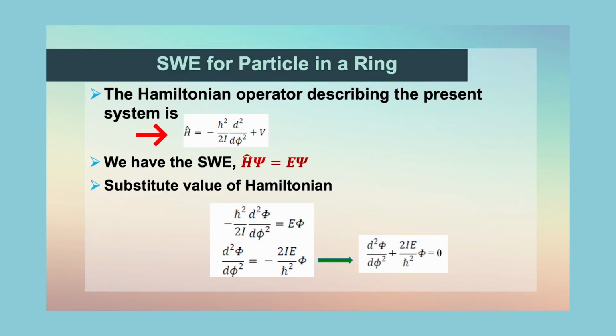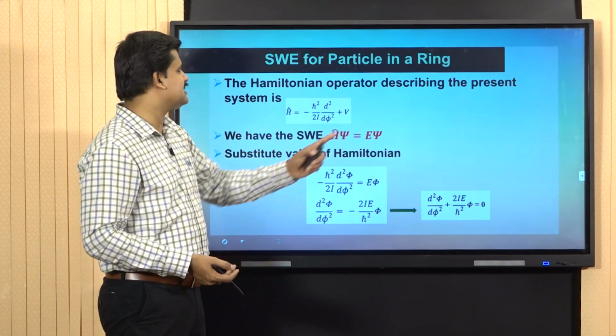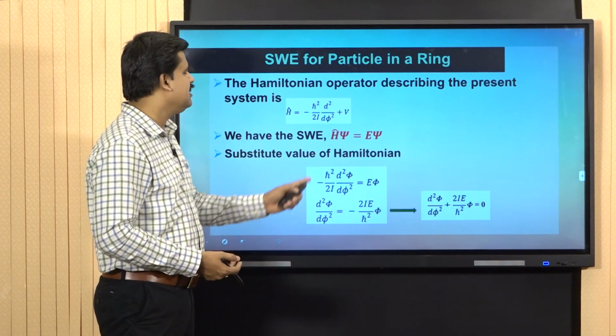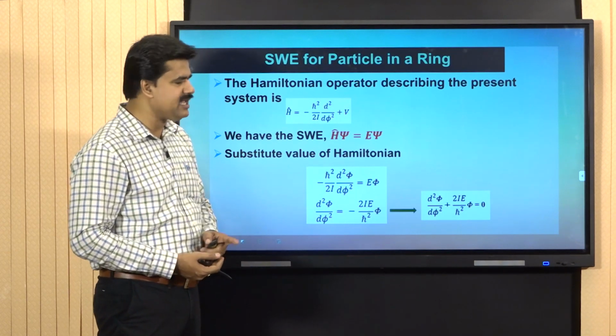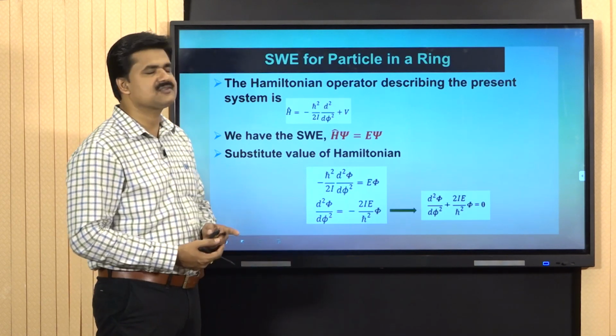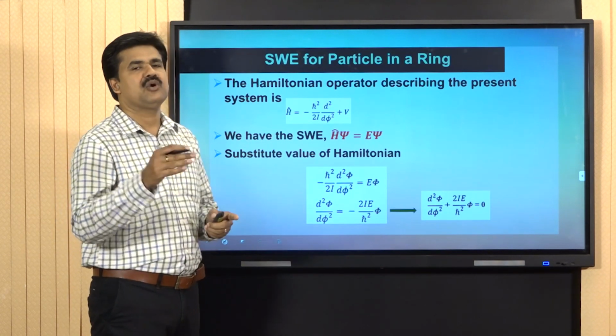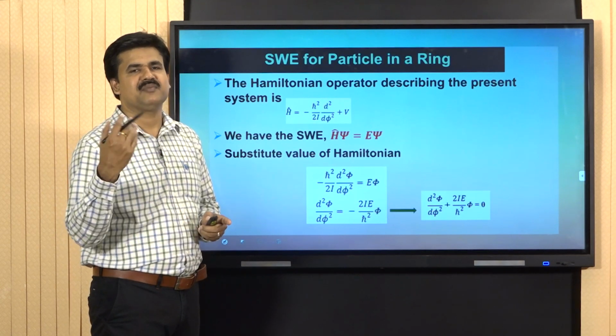H hat equal to minus h cross square by 2I d square by d phi square plus V. V represents the potential energy of the system. We have H hat psi is equal to E psi. Substitute the value of the Hamiltonian operator here. That is minus h cross square by 2I d square Phi divided by d phi square is equal to energy into Phi. And this is possible because there is only one variable, that is marked as phi.